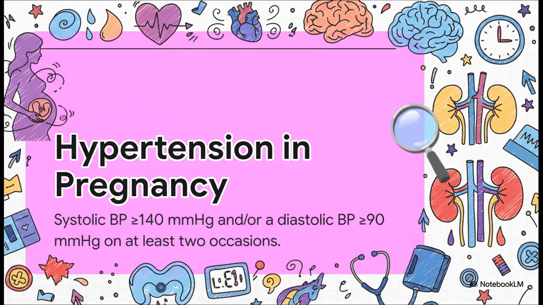Okay, first things first, let's get our fundamental definition down. We officially call it hypertension in pregnancy when the systolic blood pressure hits 140 or higher and/or the diastolic is 90 or higher on at least 2 separate occasions. This is the magic number, the threshold that kicks off our entire diagnostic and management pathway.